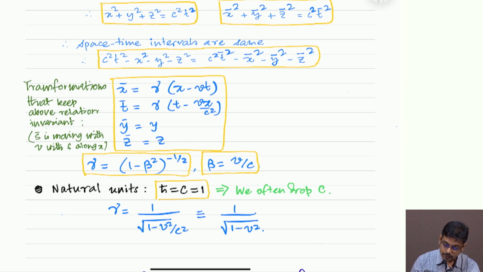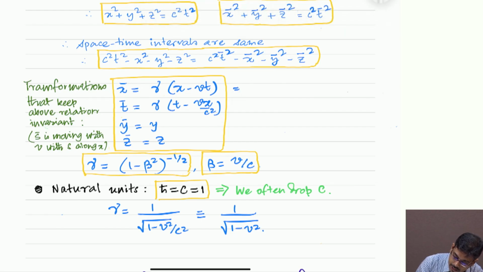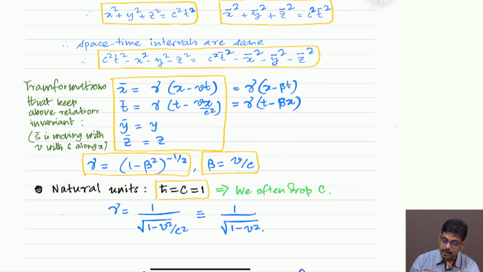This simply turns out to be 1 by square root of 1 minus v square. Now, if we adhere to this h cross equal to c equal to 1 unit, then you can see that this x bar can be written as gamma into x minus, instead of v, I can simply write beta into t, correct. The second relation will be gamma into t minus beta into x, because I have chosen c equal to 1, and so therefore, the beta is nothing but v itself. So, this is how I can actually describe the transformation.